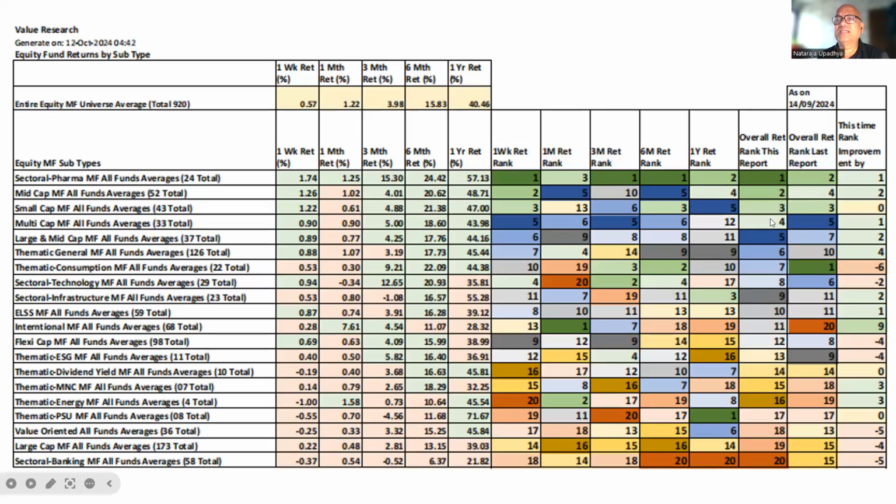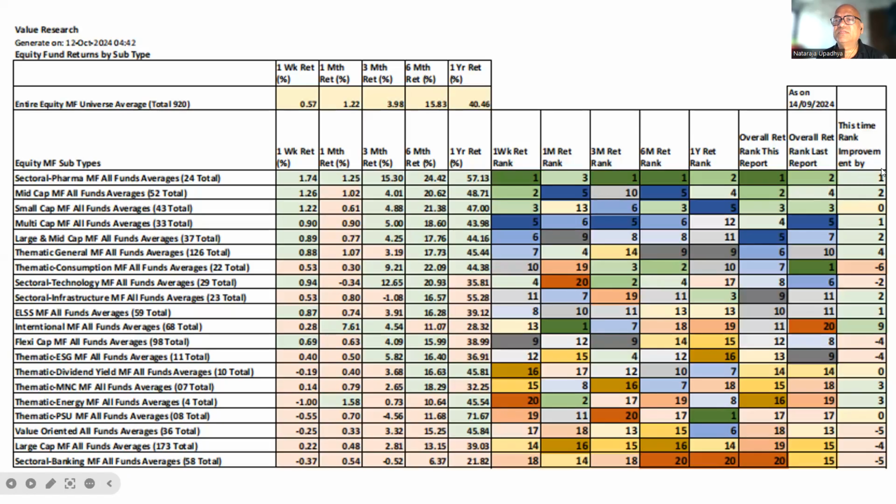Now there is one more analysis here. What I do is take an average of all these ranks from 1 week to 1 year. Then I plot the average rank and sort it out. Based on that, the overall ranking is computed here. I have a similar computation from the last report, so I can notice the improvement or lack of it between this report and the last report. Let us first discuss the improvements.